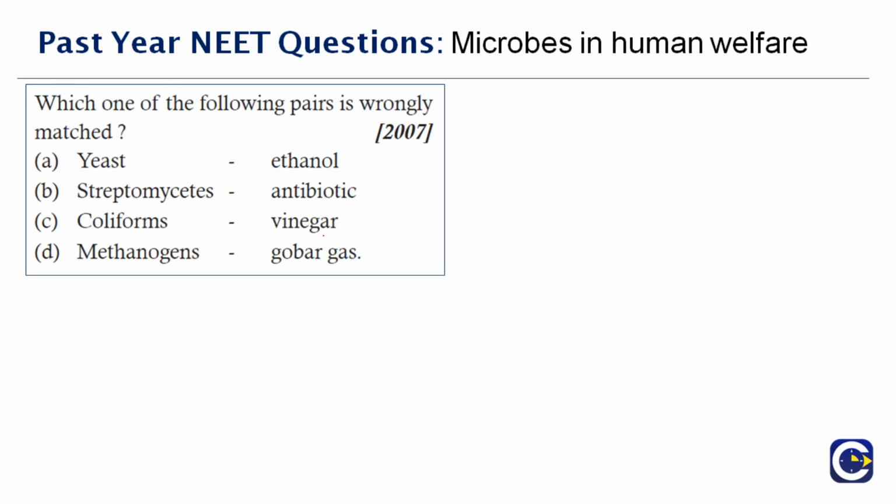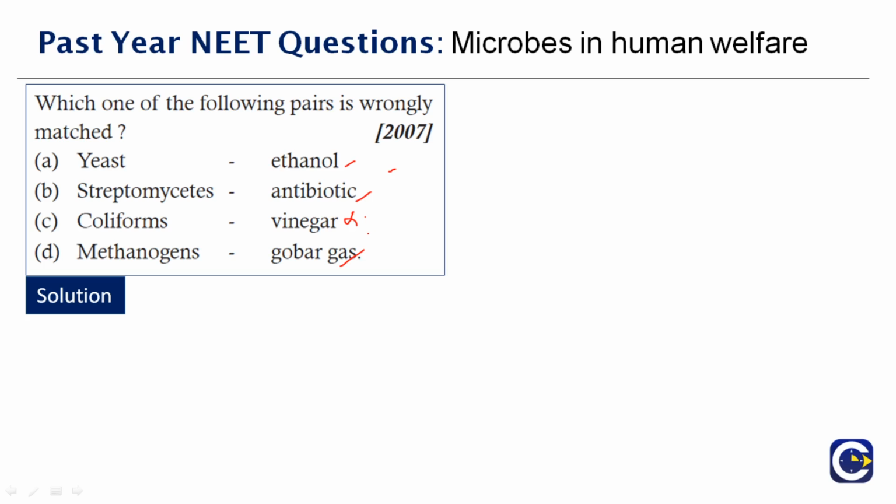Next question here. Which one of the following pairs is wrongly matched? So we just need to match and we'll identify. Yeast is ethanol, correct. Streptomyces is antibiotic, that is also right. Coliforms, vinegar, this is where we go wrong. Methanogens, biogas, is also correct.